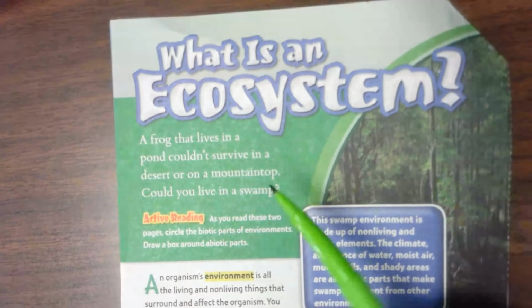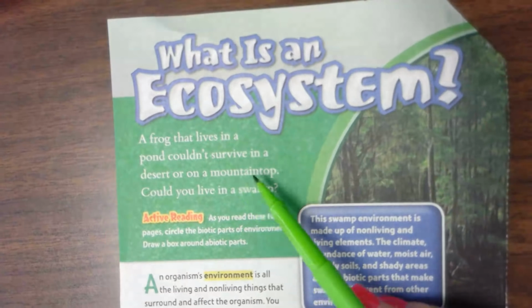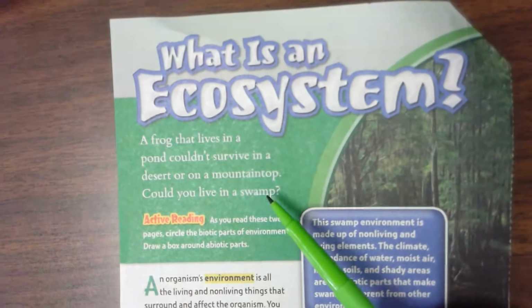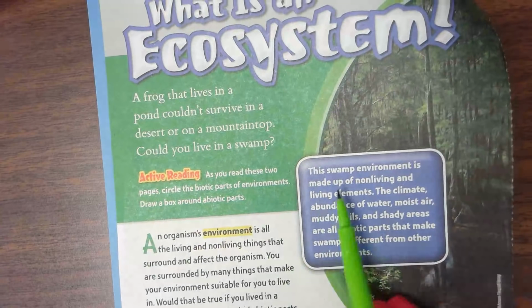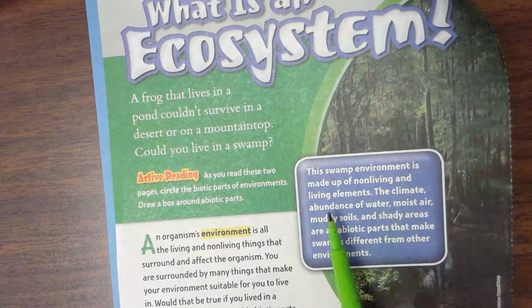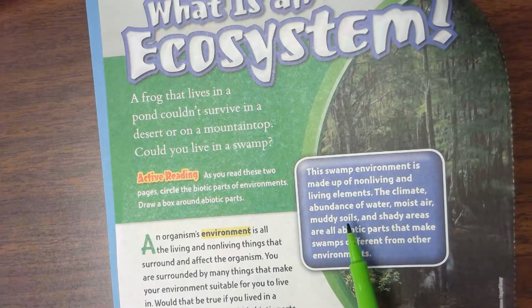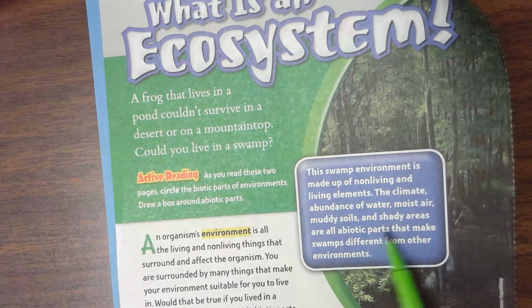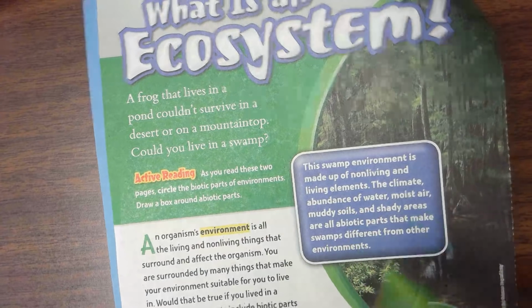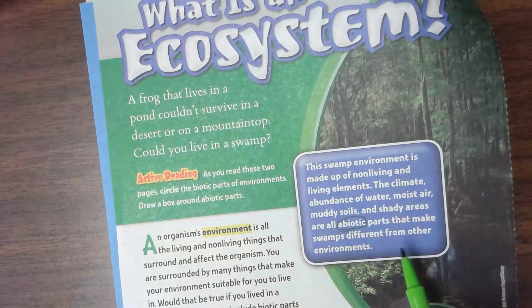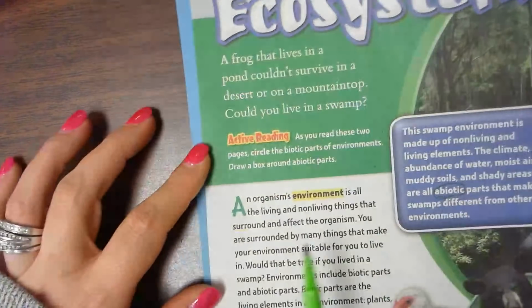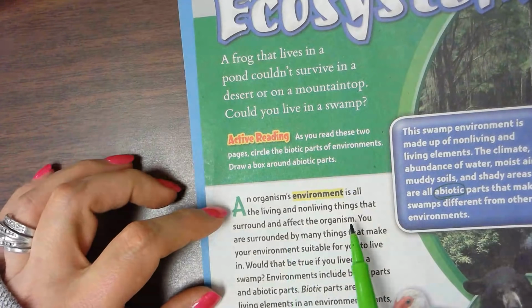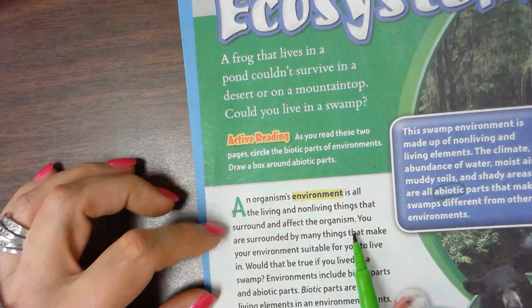Okay, what is an ecosystem? A frog that lives in a pond couldn't survive in a desert or on a mountaintop. But could you live in a swamp? The swamp environment is made up of non-living and living elements. The climate, abundance of water, moist air, muddy soils, and shady areas are all abiotic parts that make swamps different from other environments. An organism's environment is all the living and non-living things that surround and affect the organism.